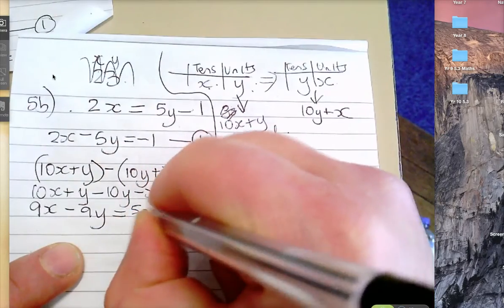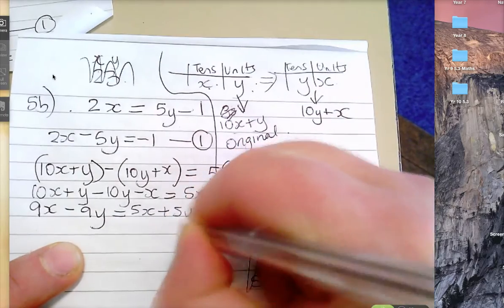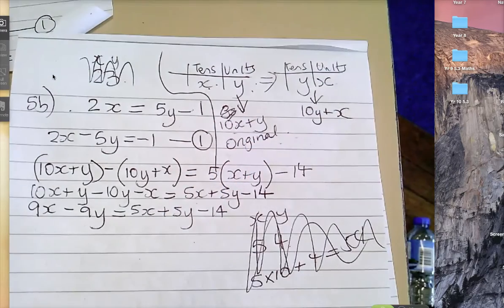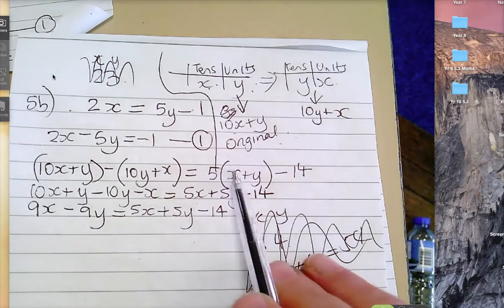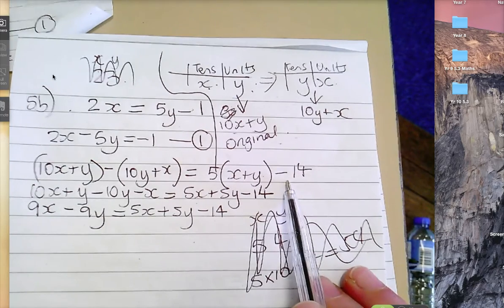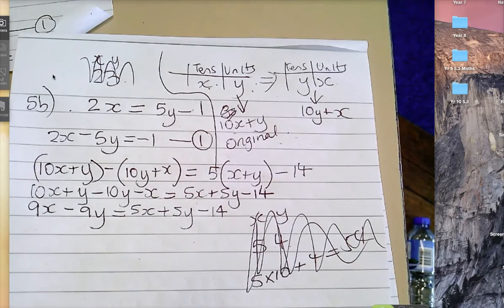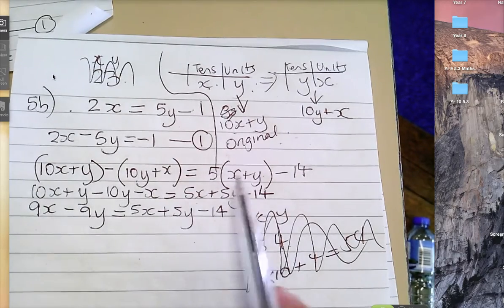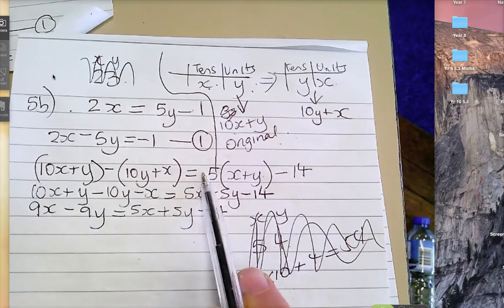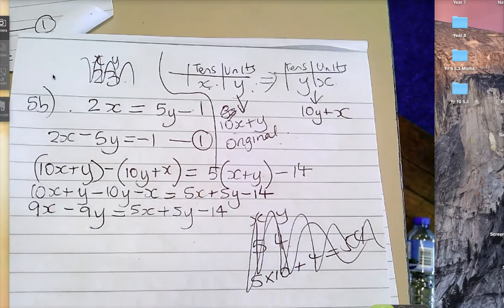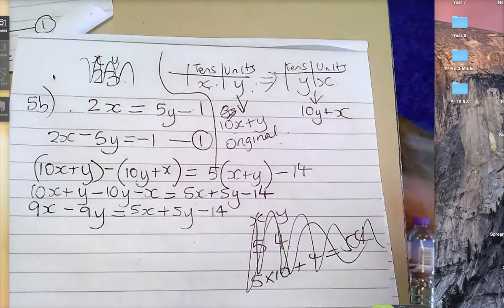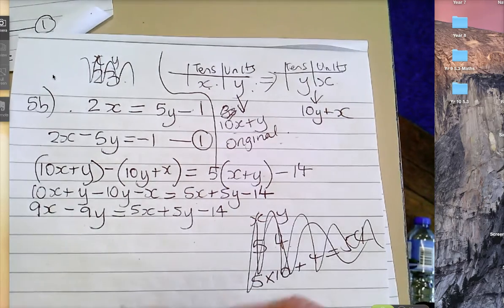Miss, where did we get the 5x from? Because it said the result is 14 less than 5 times the sum of the digits. So it said all of that equals 14 less than 5 times the sum of the digits. If I'm saying 14 less than 30, I do 30 minus 14. Is this equation 1? No, this is equation 2.